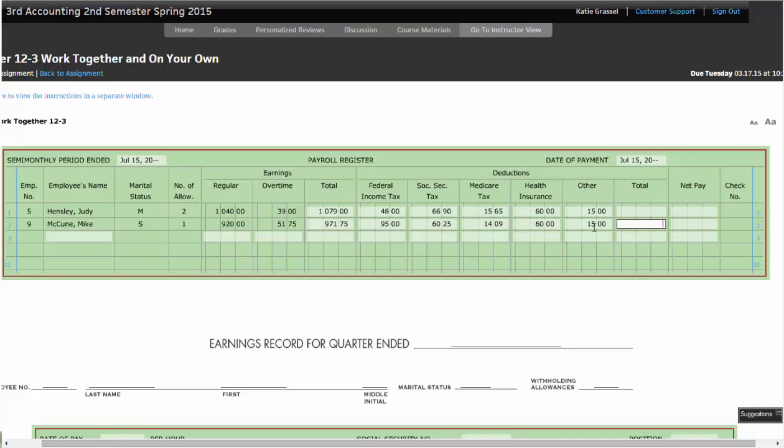Now, the next part that we need to do right here for deductions is I need my total deductions. But I need you to see how deductions spans the heading, goes from federal income tax to here. So I need to add up for Judy, federal income tax, Social Security, Medicare, health insurance, other, and put the total right there. And then I would do the same thing for Mike. Add up federal income tax, Social Security, Medicare, health, and other, and put the total there. Do the math twice.